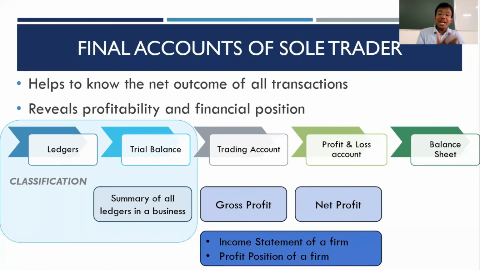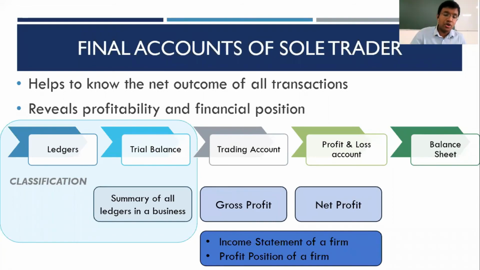Now together, trading account and profit and loss account are called the income statement of a firm. Why is it called the income statement of a firm? From these two accounts, you will come to know the firm's incomes, what the firm's revenues are. That's the reason why it is called the income statement. You're coming to know the income of the firm.